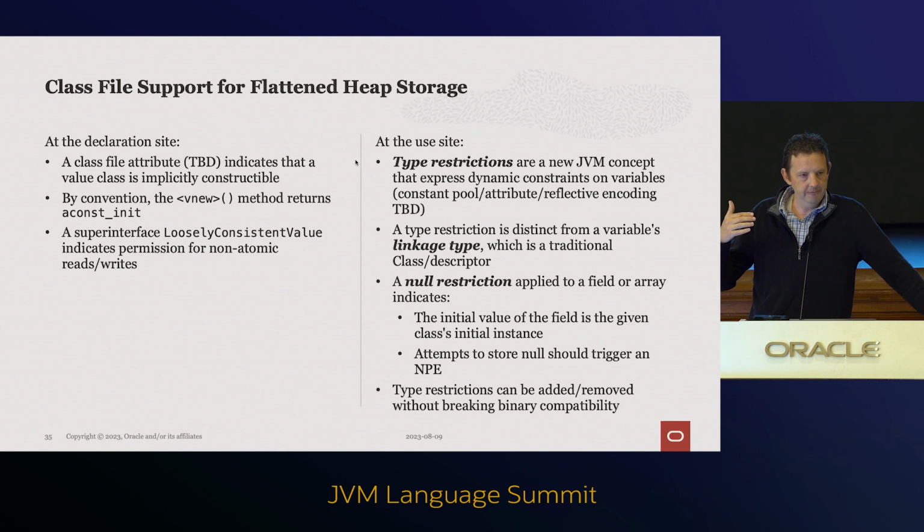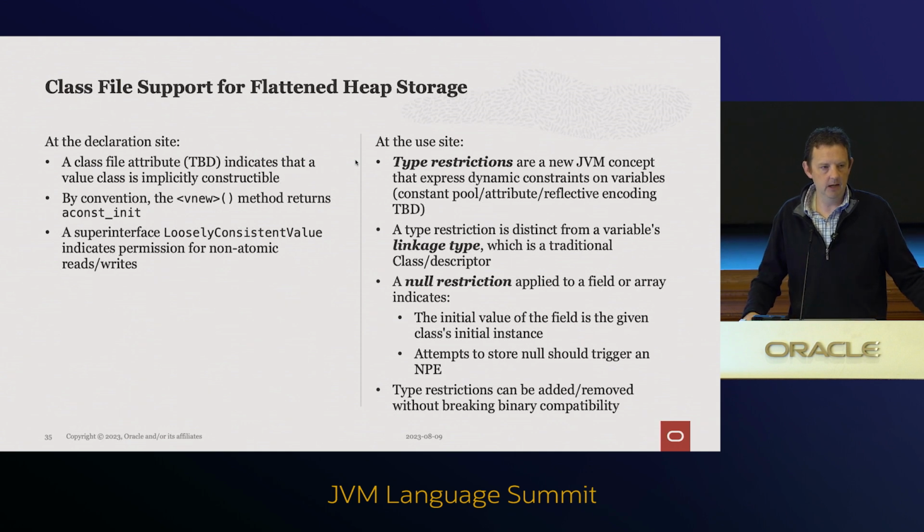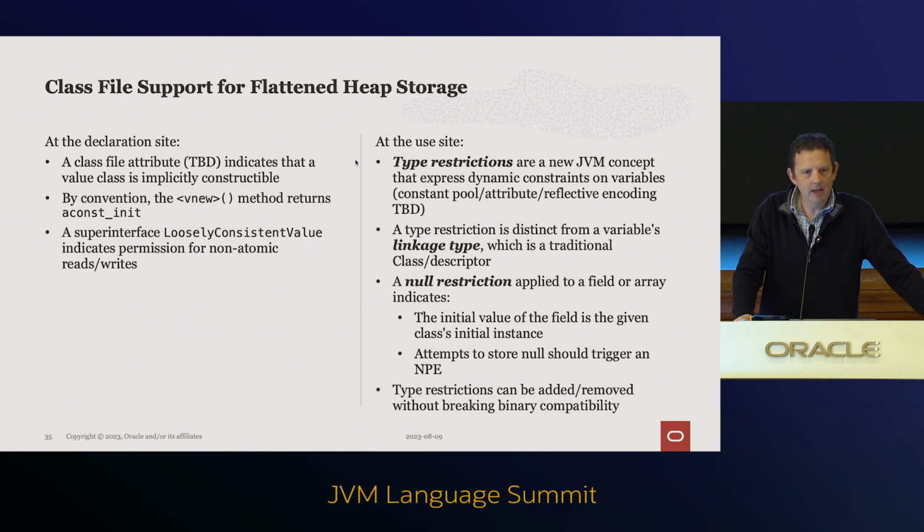Okay, and then for flattened heap storage, what do we need? First of all, an attribute that indicates the implicitly constructible property of a class. Thought about doing that with the init method, but it doesn't seem like a good fit. Or I guess it would be the vnew method. Put something special on the vnew method. We kind of think we'd like a separate attribute that expresses this property. And then just by convention, your vnew method returns a const init. So you'll get the same thing whether you explicitly call it or the JVM creates the object for you.